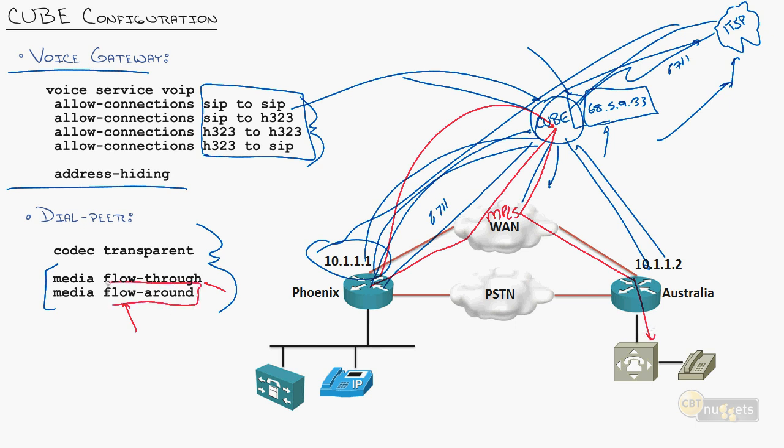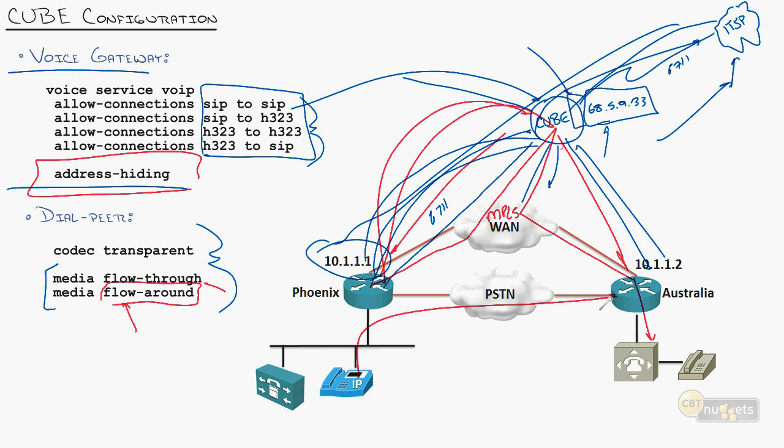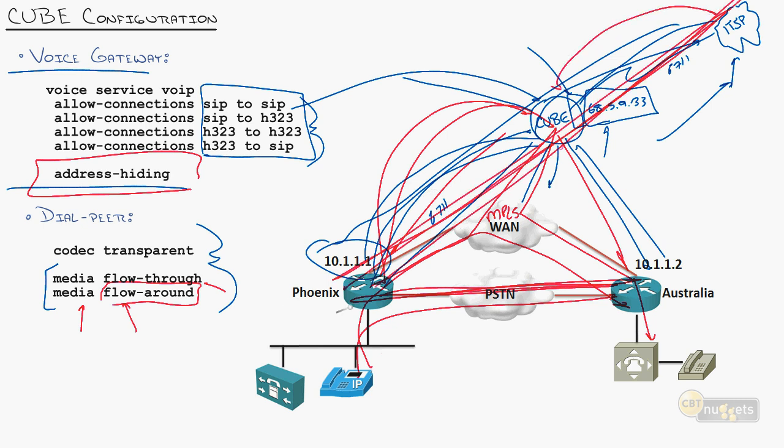Whereas media flow around allows the Cube router to set up all the signaling. It'll make sure the call setup happens between these two devices. You can use the address hiding and all that for that portion of the signaling. But then flow around says, okay, now I'm going to connect to the IP phone directly. Well, not over the PSTN, but directly that way, so that we are using a more efficient path to get there. I can configure that on a dial peer by dial peer basis, where I can say, for these guys, I want to use media flow around because I want them to go direct. But maybe I've got some people right here, and I want to use media flow through on those dial peers. So any config you want to use therein will work.